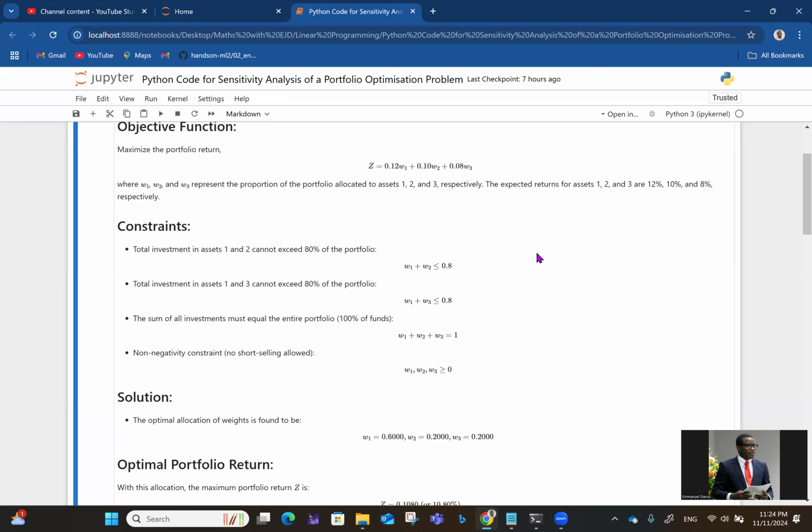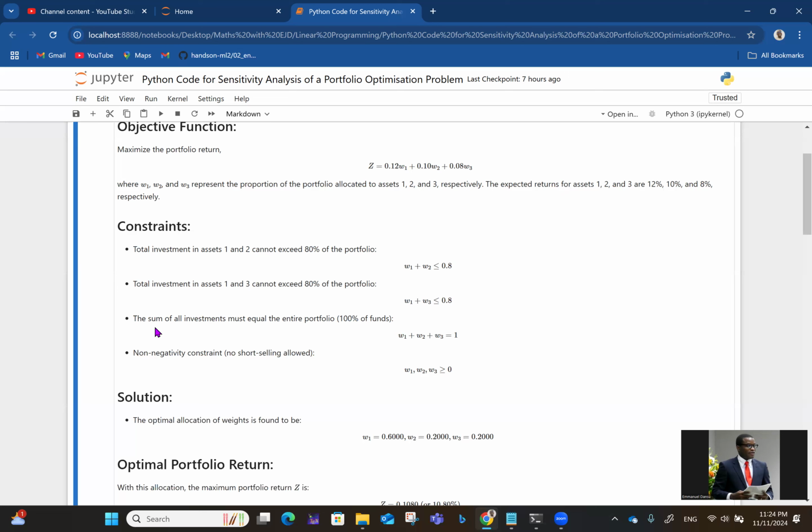W1 plus W2 is less than or equal to 0.8. Talking about total investment in assets 1 and 2, which cannot exceed 80% of the portfolio. Same for total investment in assets 1 and 3, which cannot exceed 80% of the portfolio. That's W1 plus W3 is less than or equal to 0.8.